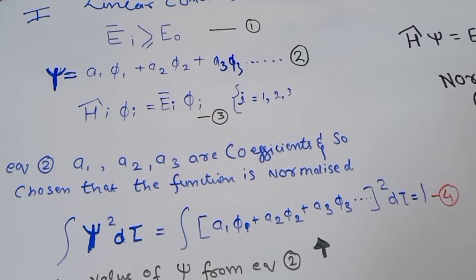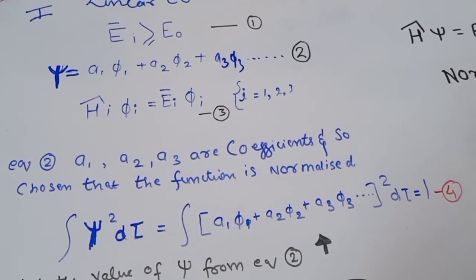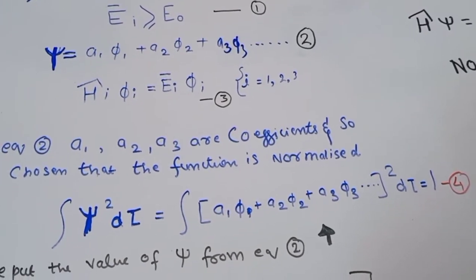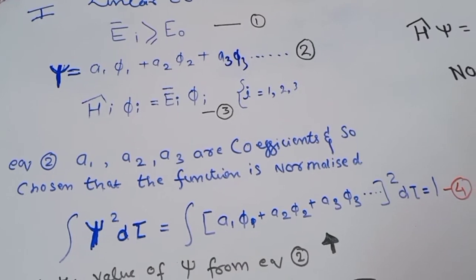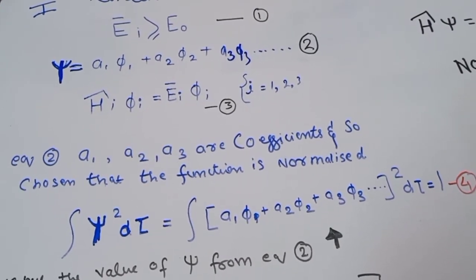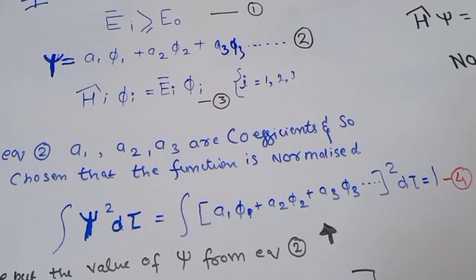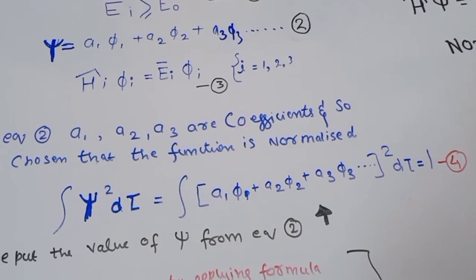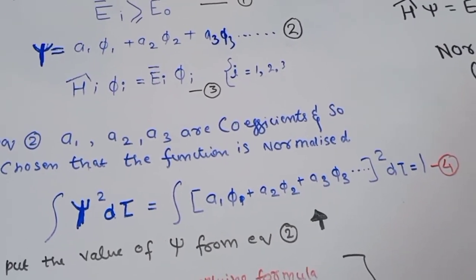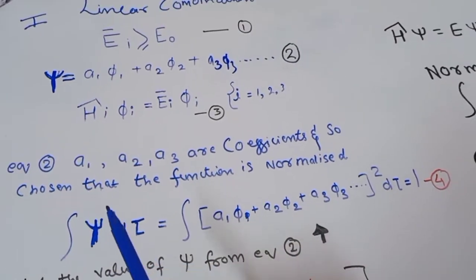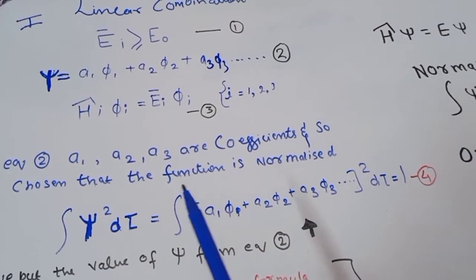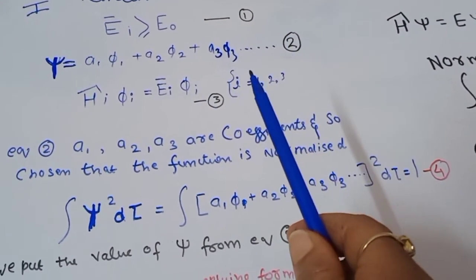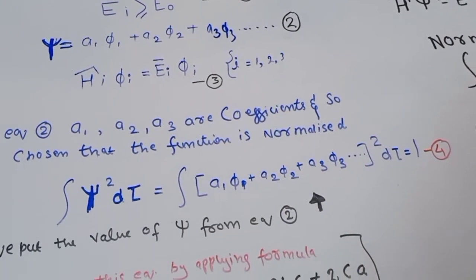Derivation. First we write our first equation as Ei greater than or equal to E0, means the expected trial energy values are greater than E0. This we are assuming. So we start with our wave function psi equal to the linear combination A1 phi1 plus A2 phi2 plus A3 phi3 and so on. These A1, A2, A3 are the coefficients, and we are choosing them so that the function is normalized, and phi1, phi2, phi3 are the eigenfunctions having the eigenvalues E1, E2, E3 etc.